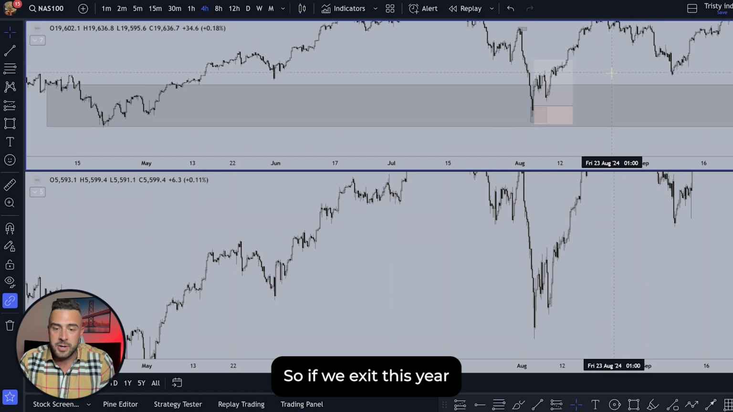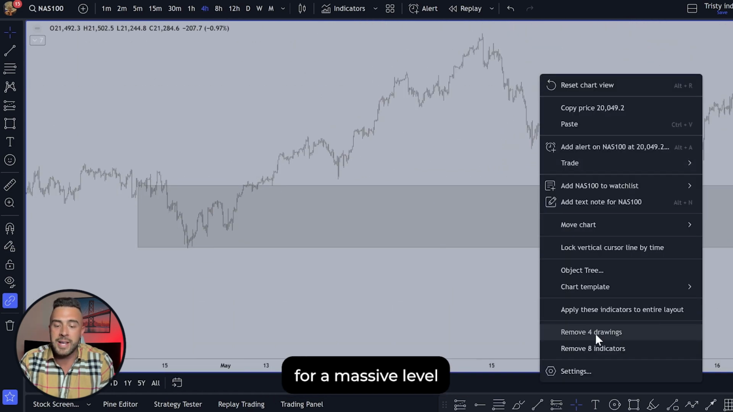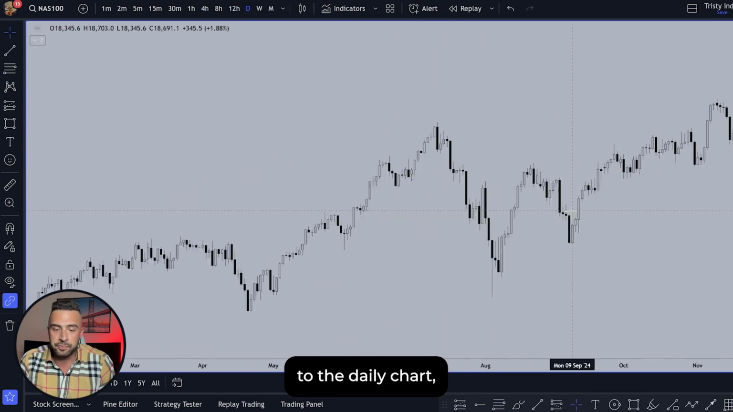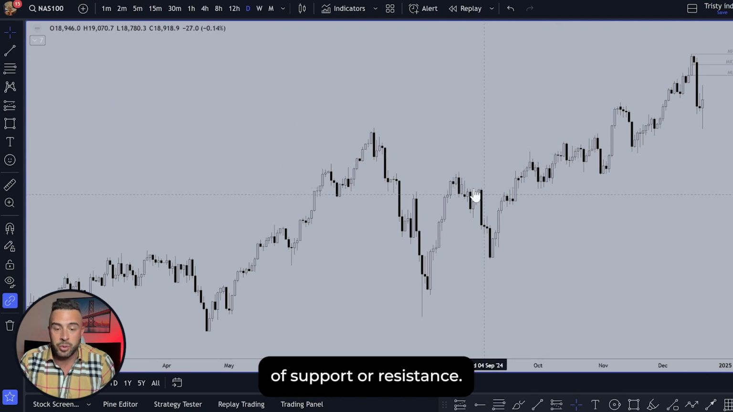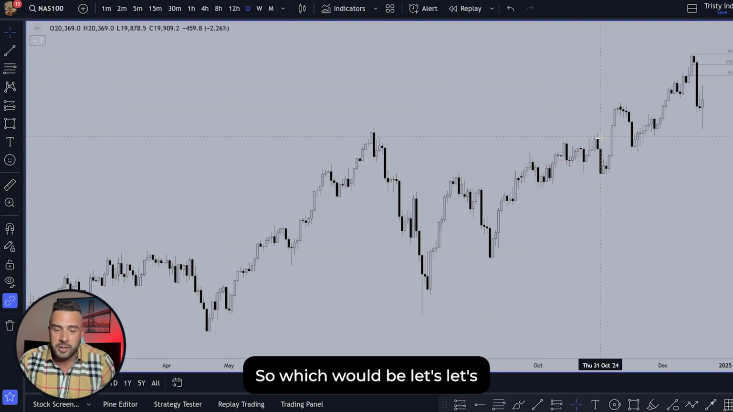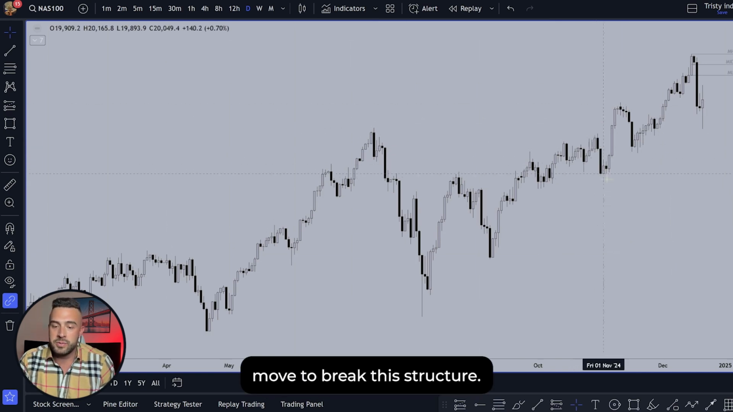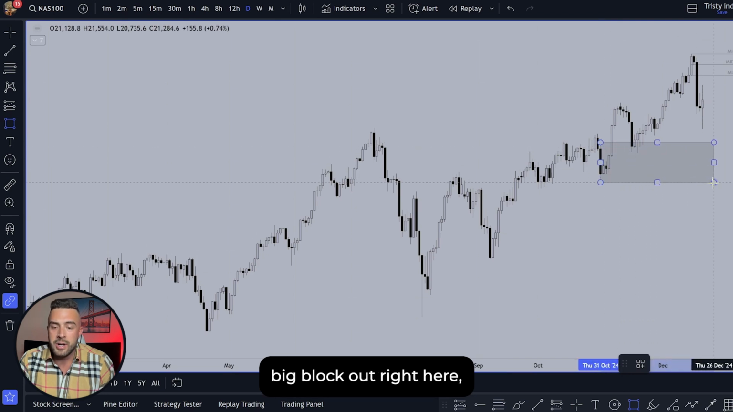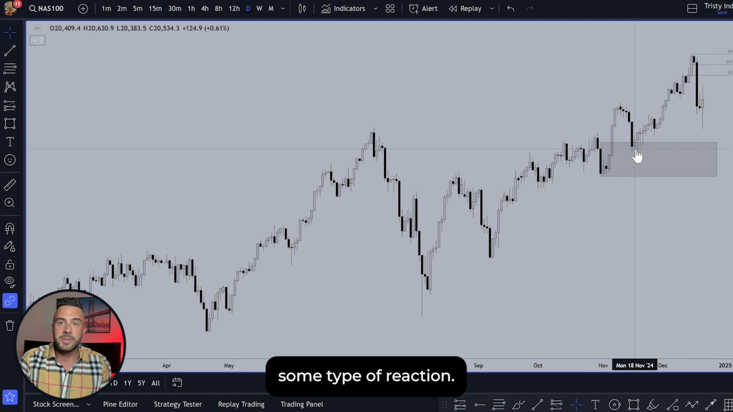So if we exit this here and we focus on this chart, we'll go to the 4-hour one more time and we'll just look for a massive level of support and resistance. If you come here to the daily chart, let's draw out the next massive level of support or resistance. Let's look at this example for one. We have a massive high right here. These down candles led to this big up move to break this structure. So if we draw this big block out right here, it's fair to assume when we come back into this zone, we're going to see some type of reaction.